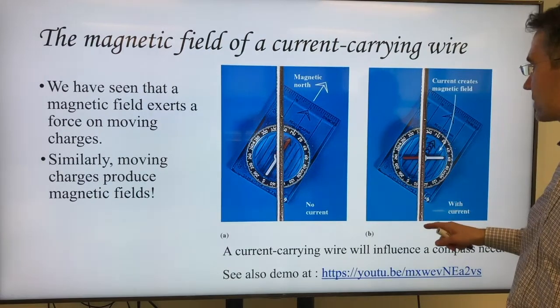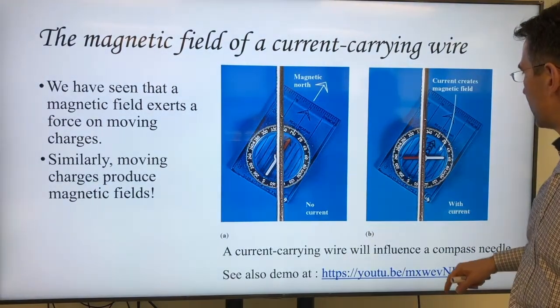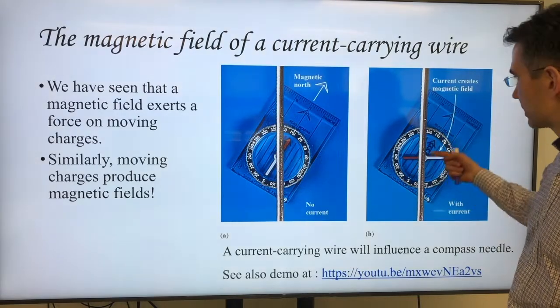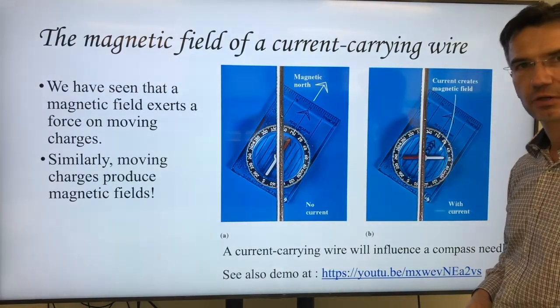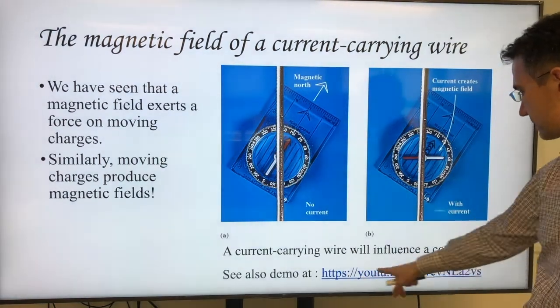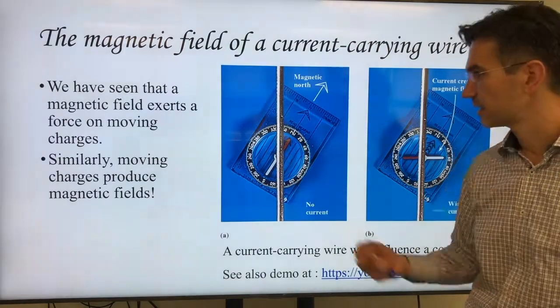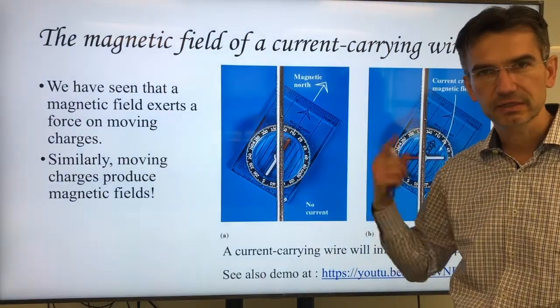But in this case, there's a current applied in the wire, and now you see the compass is turned and it's pointing this way. Now it's pointing in the direction of the local magnetic field. And there's actually a neat demo that's linked here that you can see on YouTube of how the current through a wire can affect compasses nearby.